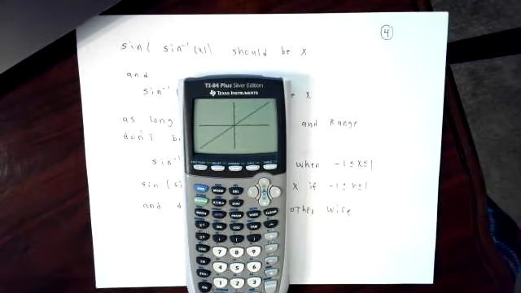And as you can see, that's correct. So sine of inverse sine of x is x as long as x is between -1 and +1. Outside that range, you don't even get a value for sine of inverse sine of x.